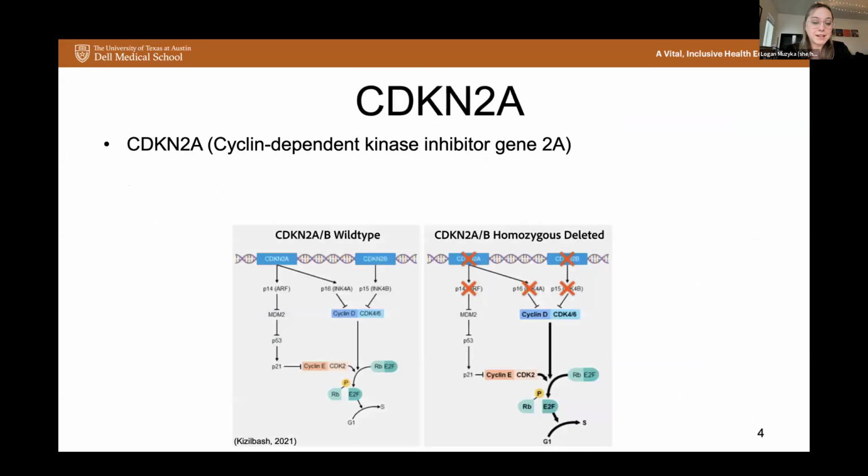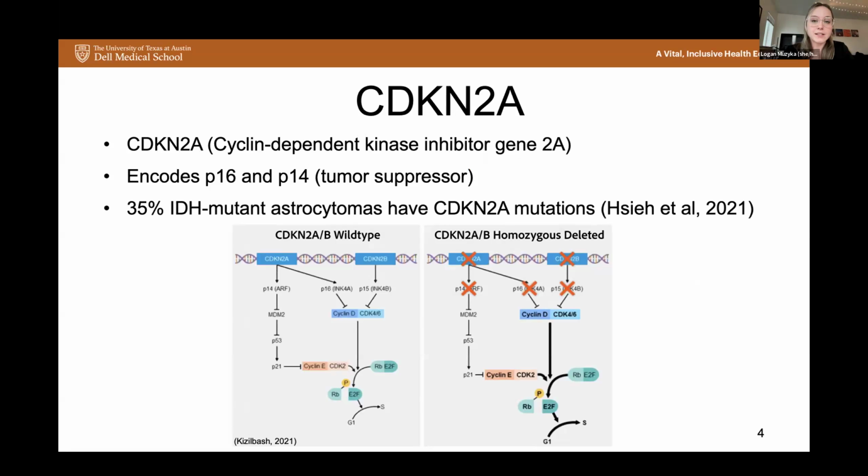CDKN2A is cyclin-dependent kinase inhibitor gene 2A. It encodes P16 and P14 and serves as a tumor suppressor. So as you can see from this figure, in other words, it essentially serves as a brake for the cell cycle. And when you take the brake off, you endure rapid cell cycling and tumor progression.